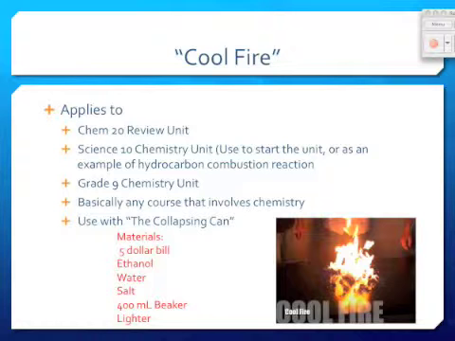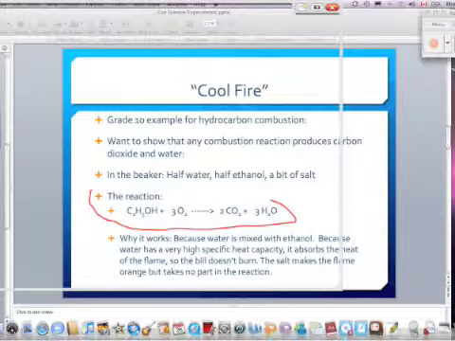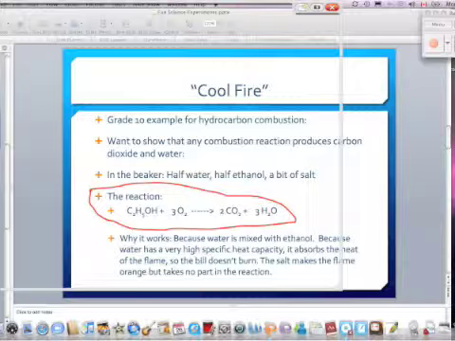So for cool fire, you'll need a $5 bill, some ethanol, some water, some salt, a beaker, and a lighter, and also a pair of tongs. So here's the reaction that we're trying to show. Basically, you just want to prove that water and carbon dioxide are the two things made in every combustion reaction.